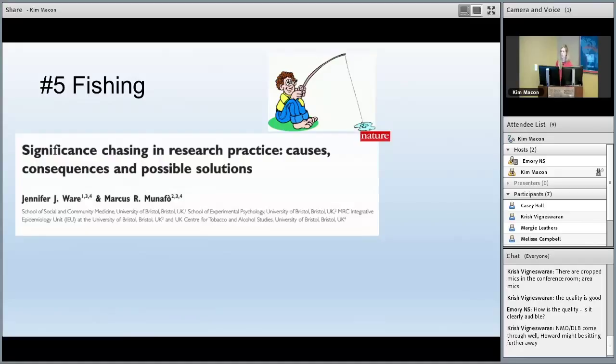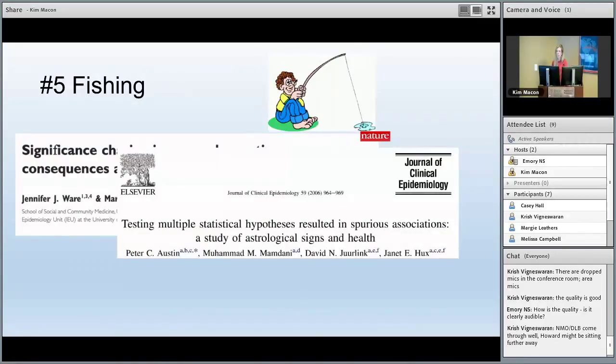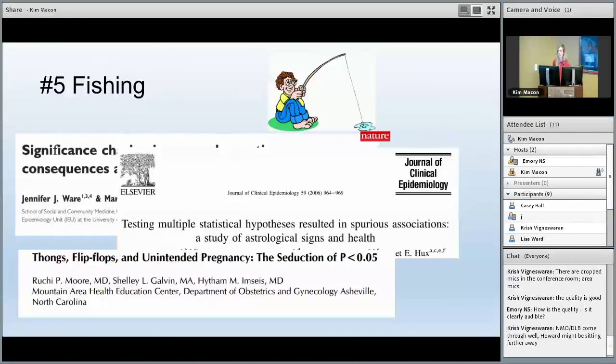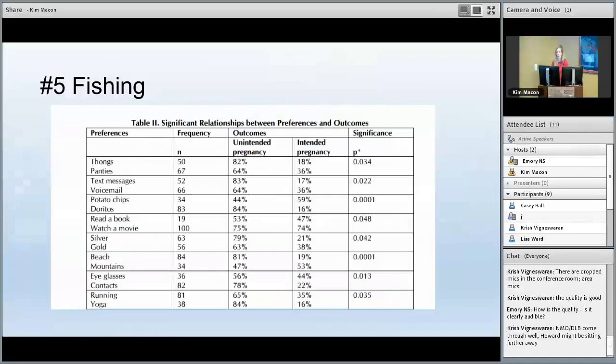And there have been lots of articles out there talking about what happens when you keep dredging the data and trying to find statistical significance, especially in secondary data analysis. Like if there's a big data set that's been used for something else, you get your hands on it and you're trying to do a bunch of secondary data analysis, that's when you end up finding spurious associations. There was a really important article about the relationship between thongs, flip-flops, and unintended pregnancy.